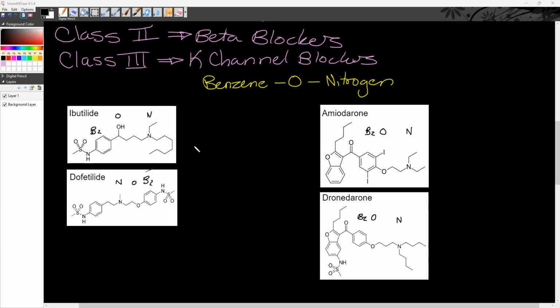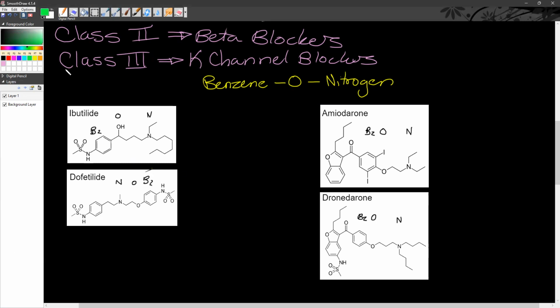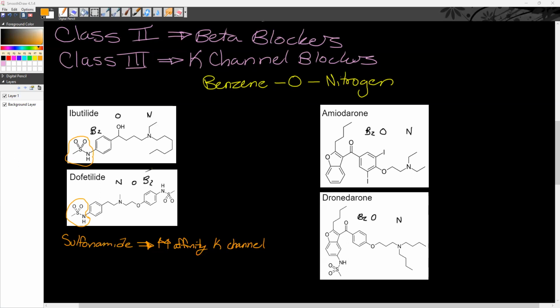A couple of key points that we see throughout these different drugs is, first of all, this moiety here. This is the sulfonamide. What I will tell you is that the sulfonamide is required for potassium channel activity. It has super high affinity for the potassium channel. So if you were going to make a potassium channel drug, you would not be able to choose one that does not have the sulfonamide portion with it.